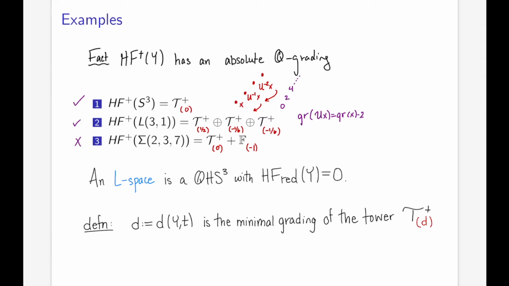Note that the d-invariant does not distinguish S3 from the Brieskorn sphere. You'd have to use the torsion summand for that. But this is what I'm going to mean by d-invariant. This is if you're using HF plus.